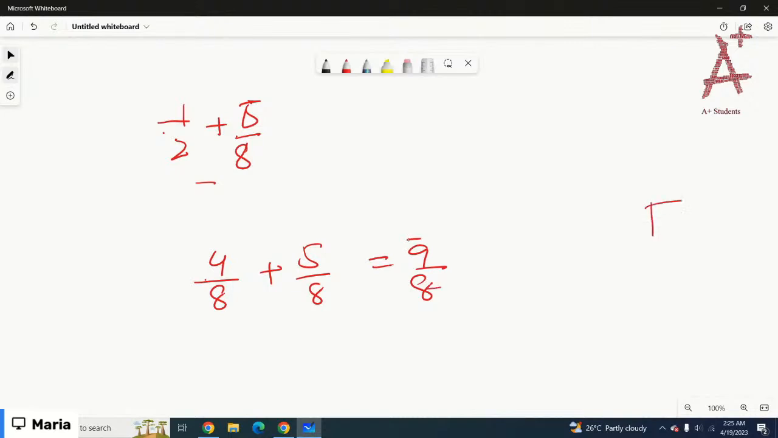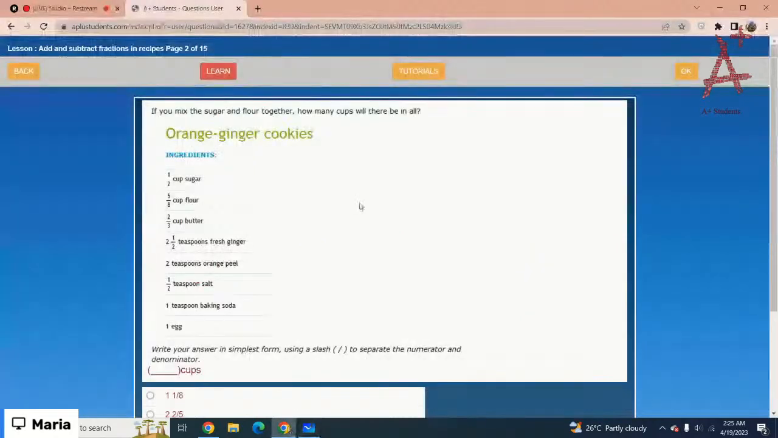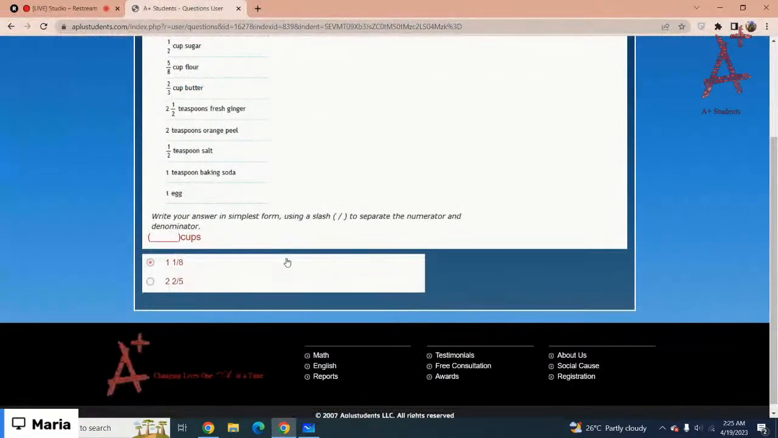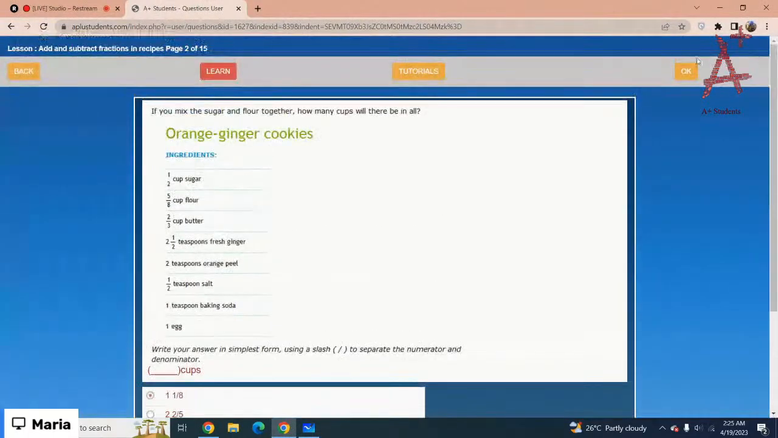So just divide them. 8 times 1 is 8, and here you have 1, so it would be 1 whole 1 over 8. So the correct option is 1 whole 1 over 8. Got it? So just select the correct option, then click on the OK button.